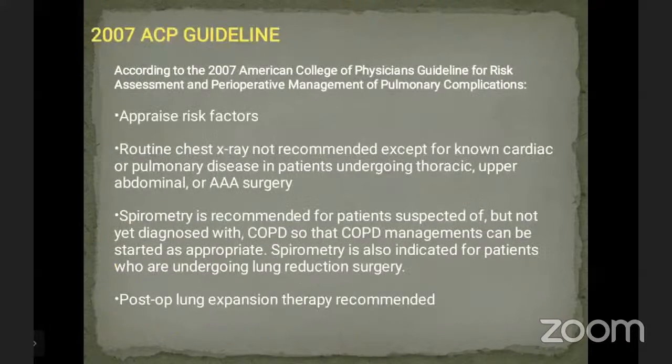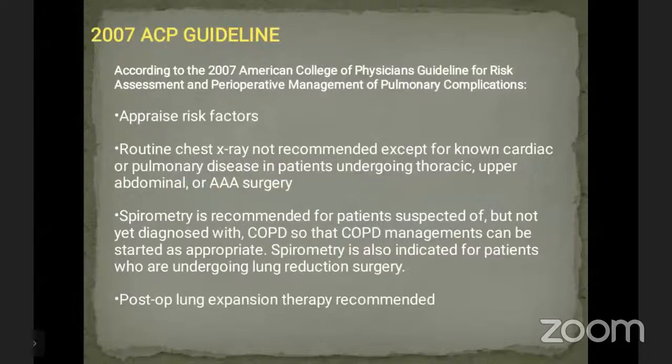This slide summarizes the 2007 guidelines on the assessment of perioperative pulmonary complications. So risk factors for these complications should be appraised according to the guidelines. Chest X-ray and spirometry are not performed routinely for every patient. For example, chest X-ray is done for high-risk patients, like cardiac patients undergoing surgeries like abdominal aortic aneurysm repair.